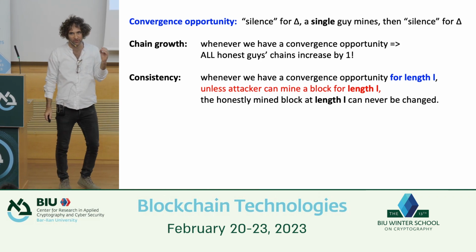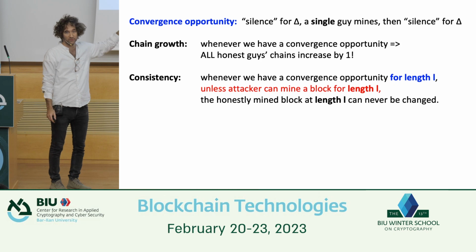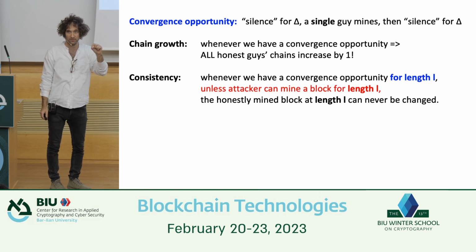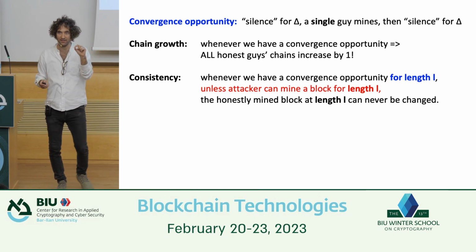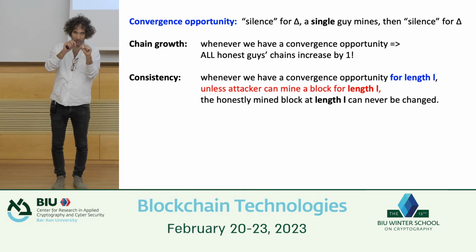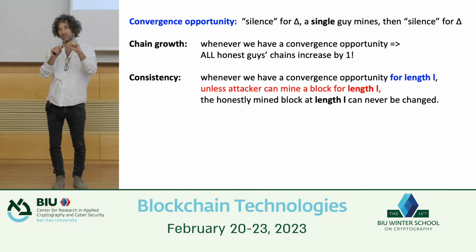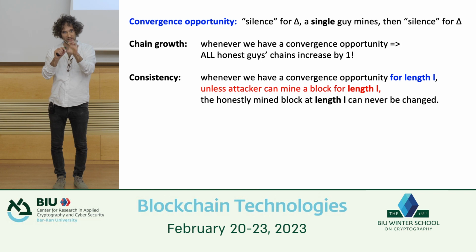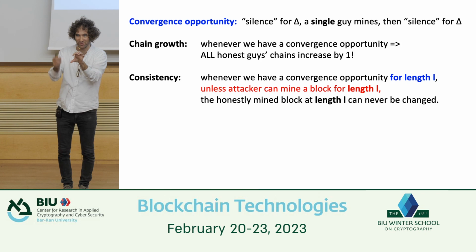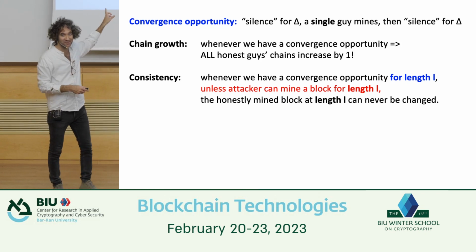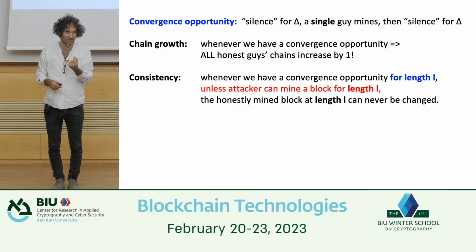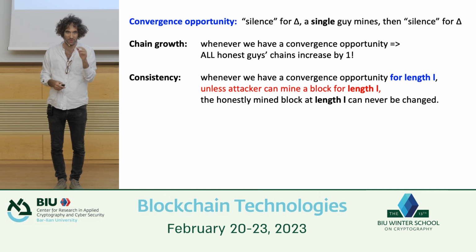So the key idea is the following. Whenever I have a converged opportunity for a certain length, unless a bad guy is able to mine a block exactly for that length, I claim that good guys will never, that block is going to be confirmed, right? Because if a bad guy does not find something else there, since there's a single good guy that mined something, that's the only thing that can be placed in that position, right?